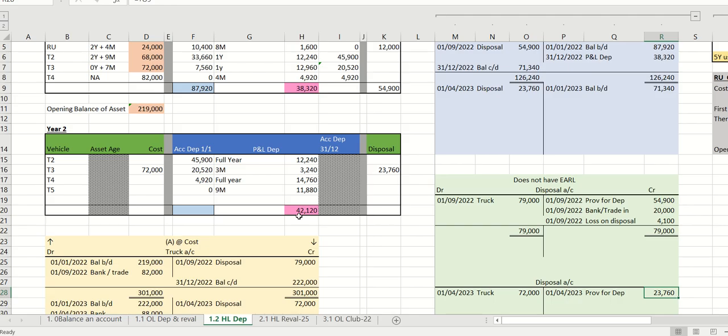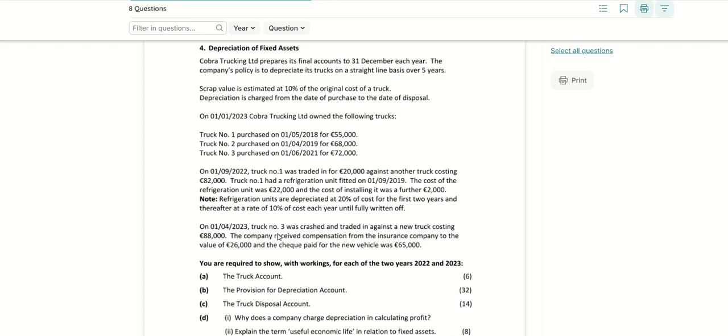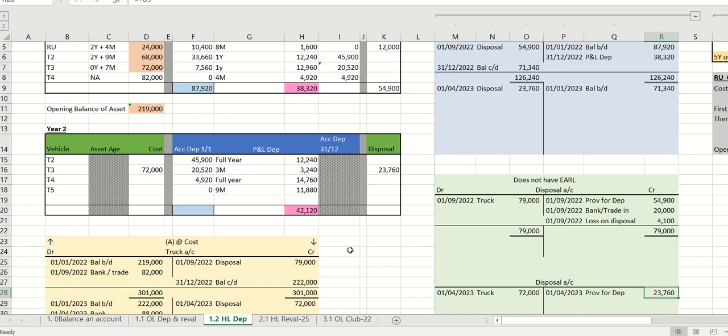Then we're going to look and see what are the proceeds of the sale. So truck 3 was crashed and traded in against a new truck costing 88,000. The company received compensation to the value of 26,000 and the check paid for the new vehicle was 65,000. So there's two parts to this. The first part is the compensation of 26 and the second was a trade-in allowance. So we'll do the first one first.